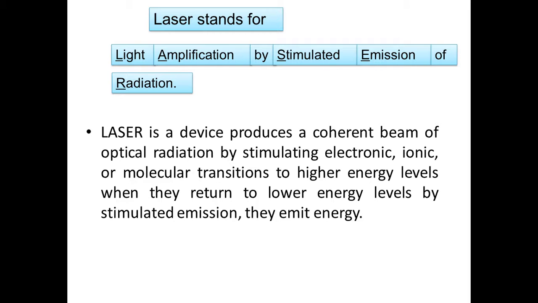Now, what is laser? Laser is a special light. It stands for light amplification by stimulated emission of radiation. Laser is a device that produces a coherent beam by stimulated emission, by electronic or ionic or molecular transition to higher energy levels. When they return to the lower level by stimulated emission, they emit the energy.